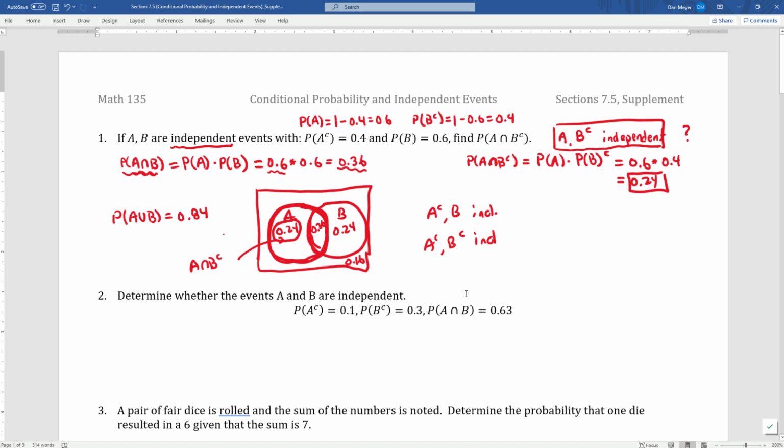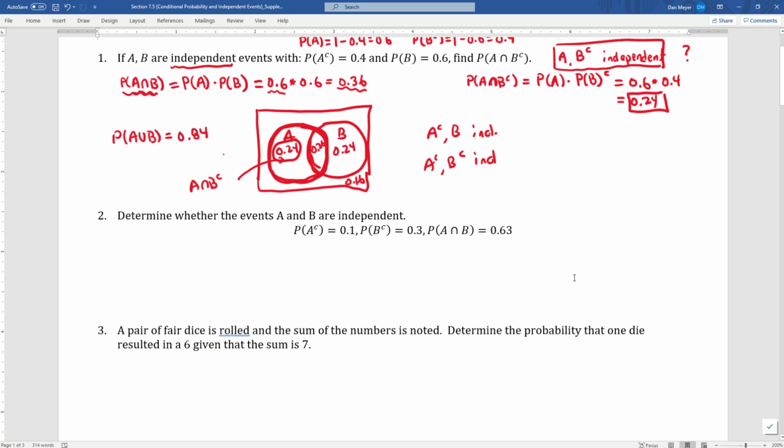All right, in 2, we want to determine whether the events A and B are independent. That's where we're going to use our test. Basically, what we're going to ask is whether the probability of A intersect B is equal to the probability of A times the probability of B. They gave us the probability of A intersect B, so we need to find the right-hand side here.